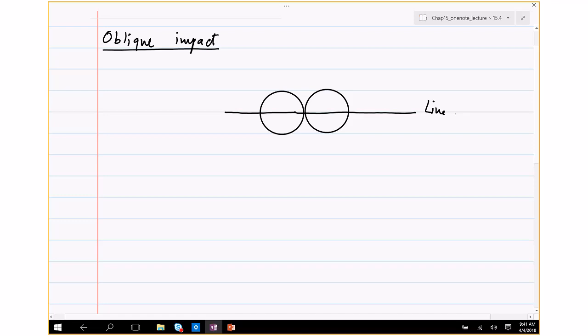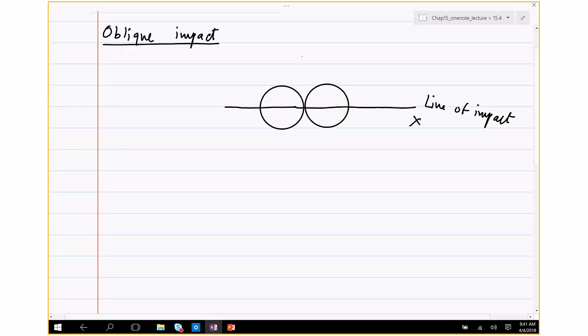So this is the line of impact, the line which joins the center of the two particles. Let's call this line the x-axis. That line is 90 degrees to the x-axis, so it's the y-axis.